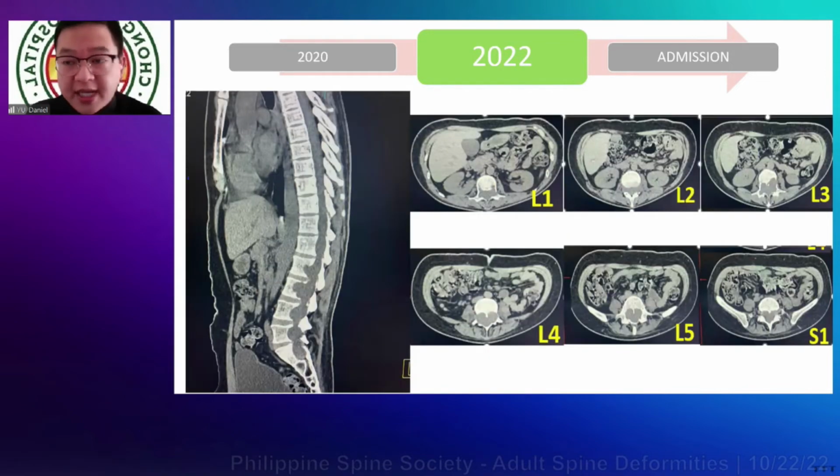These are the CT scan images of the patient. On the left we have the sagittal cuts, and on the right the axial cuts. On the sagittal cuts, we can see scalloping of the posterior wall of the lumbar segments caused by the tumor impression. On the axial cuts, specifically at L2, L3, and L4, the pedicles are already involved and thinned out due to the tumor.